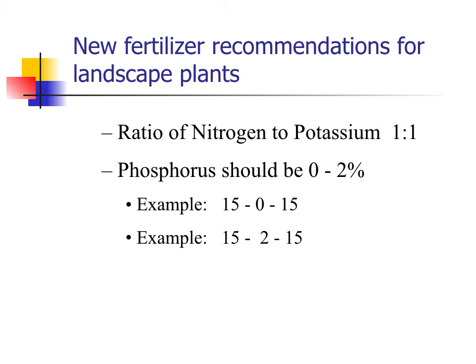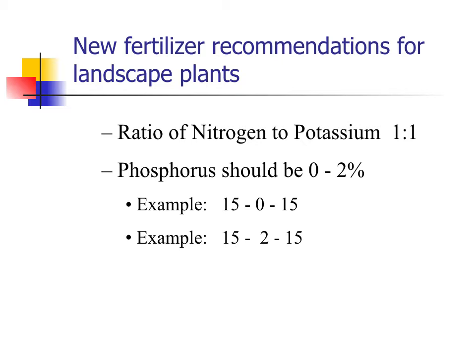New fertilizer recommendations. This has been around for about a decade now. The ratio of nitrogen to potassium, generally speaking, for our recommendations is a 1-to-1 ratio, with the phosphorus, or that middle number, to be 0 or 2. Here are two examples, 15-0-15 or 15-2-15. Now, some people may not be able to find that.